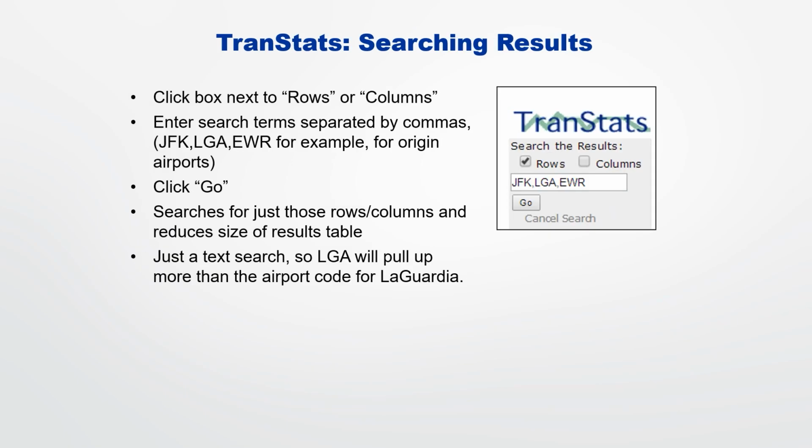Now you may not need all the rows or columns in the search results, depending on who you're looking for. To narrow it down, search the results in the upper left corner, click rows or columns, or both, then enter your term or terms separated by commas. Note that it's commas with no spaces between, and it's just a text search of the origin airport code and the origin airport name in this case. So for the example of these three New York airport codes, LGA will pull up more results than the airport code for LaGuardia because there are airport names in the world with the letters LGA in them, but we are still reducing the size of the results considerably.